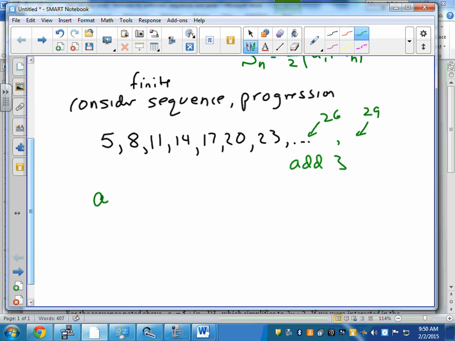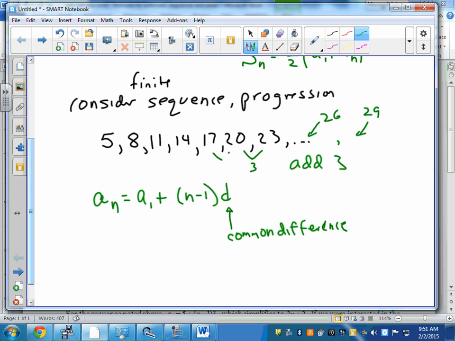a sub n is a sub 1 plus n minus 1 times d. And we should probably clarify, what do we mean by these? The d is the most important thing. This is called the common difference. Common difference, and that is the difference between consecutive terms. Okay, so the common difference, if you subtract 20 from 23, you get 3.